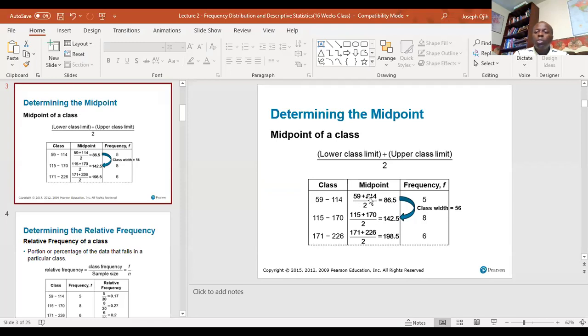Once you get the first midpoint, you can either continue in that fashion: 115 plus 170 divided by 2 gives us 142.5, then 171 plus 226 divided by 2. Or, once you have the first one, you keep adding the class width, which is 56. If you add 56 to 86.5, you get 142.5.